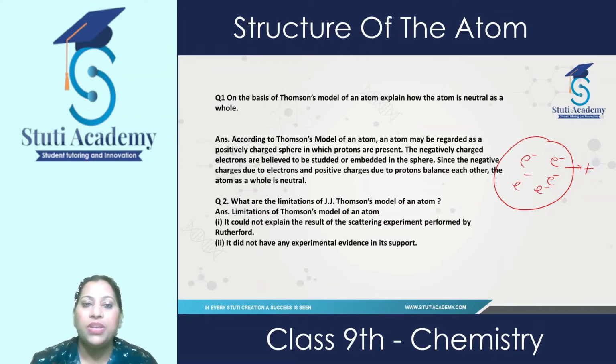Now, what are the limitations of J.J. Thomson model of an atom? First limitation is he could not explain the result of the scattering experiment. Scattering experiment means, the electrons were present in it, but how they are present, where they are located, what happens if they are moving in an atom, the entire things were not explained by J.J. Thomson. And he did not give any experimental evidence about his model.